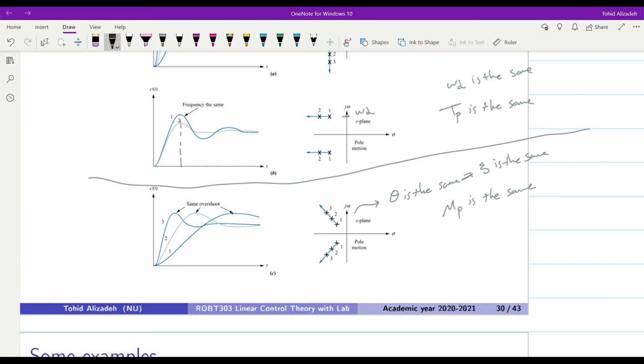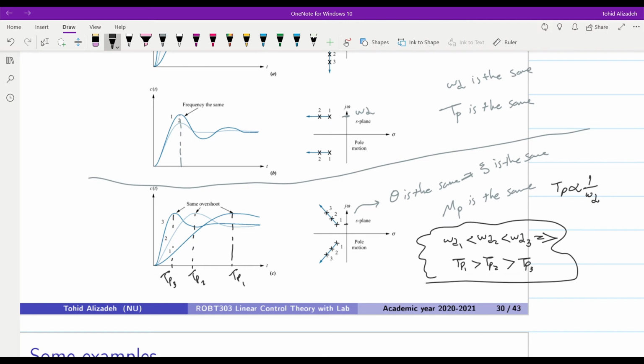So we see that for system number 1, TP is the biggest. Then we have it for TP2, and for the third system, it is the smallest one. We know that TP depends on the value of omega d. You can see that omega d1 is smaller than omega d2, and it is smaller than omega d3. And since TP is proportional to 1 over omega d, out of here we can determine that TP1 will be bigger than TP2 and it will be bigger than TP3. Okay?